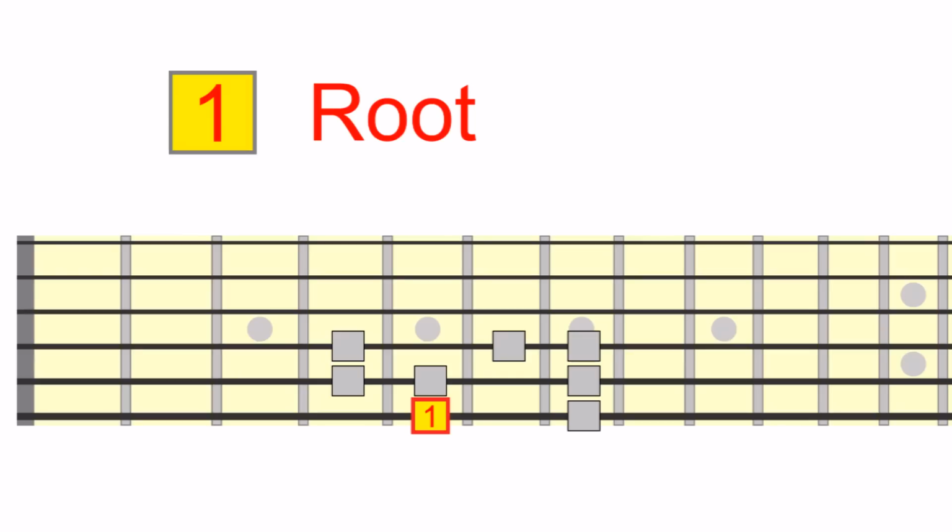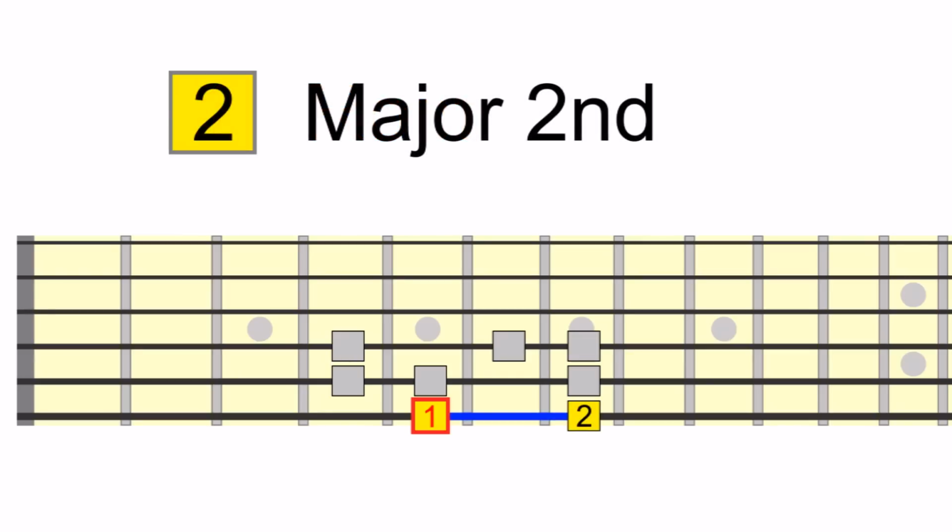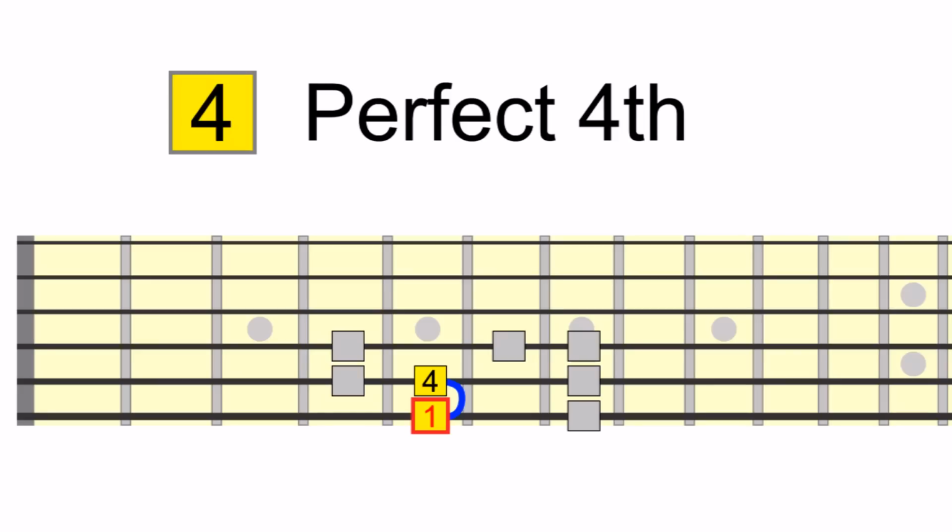Moving to the second degree, we can label this 2, also called a major second interval. Why major? We'll find out soon enough. To the third degree, we can label this 3, also called a major third interval. Fourth degree, 4, also known as a perfect fourth.